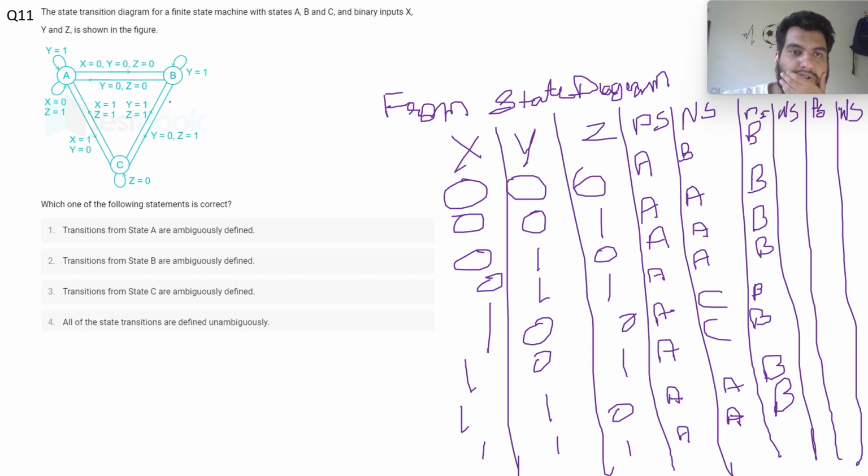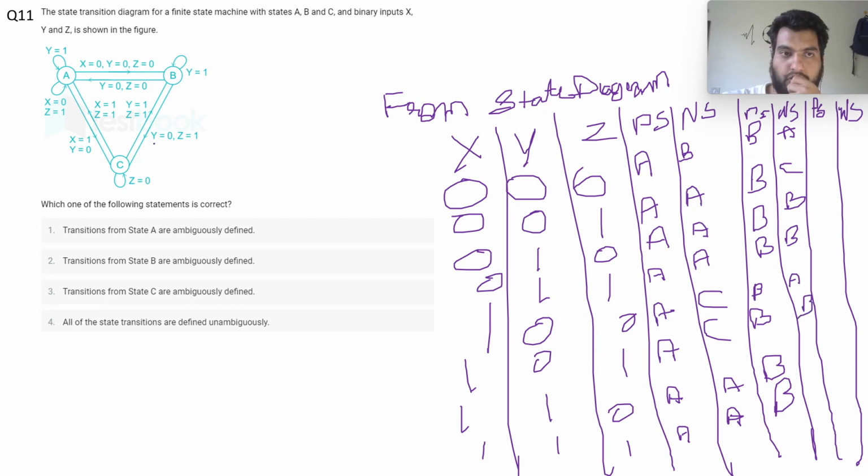So when X equals 0, Y equals 0 and Z equals 0, so Y equals 0, Z equals 0, I don't care about X, so I'll just go back to A. Y equals 0, Z equals 1, I'll just go to C. X equals 0, Y equals 1, I don't care about any other inputs, so I'll just remain at B. Then X equals 1, Y equals 0 and Z equals 0, I'll just go to A. Y equals 1, I'll just remain at B.